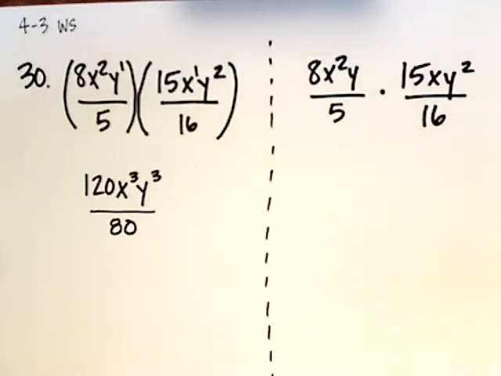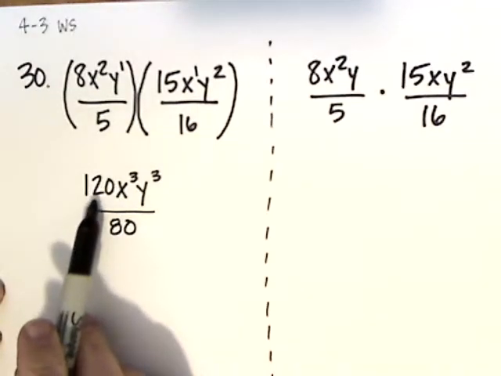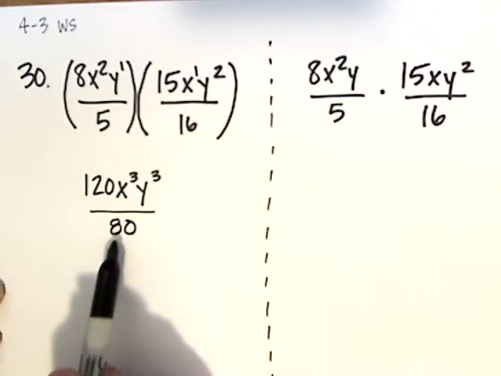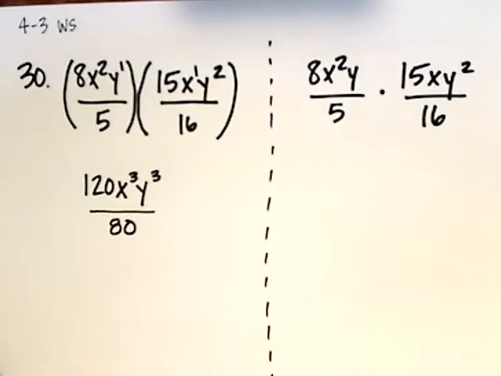Now that can be reduced. And the way we're going to reduce it is we're going to look at the coefficient of the term on top, and we're going to look at the number on the bottom and see if there's a common factor that I can divide both of those by. Now I can do it in multiple steps, taking smaller numbers and dividing the top and the bottom by smaller numbers if I want, or I can look for the biggest number that I can divide both the top and the bottom by. If I look for the biggest number, it's going to be 40.